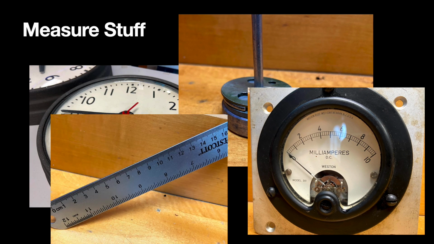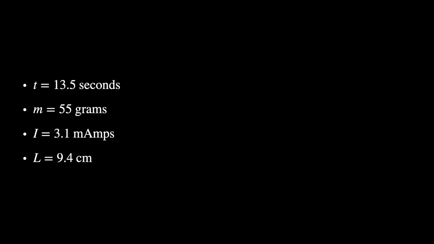You could measure length, right? Don't use the inches part, use the centimeters part, but it's a value on the ruler that would tell you the length. So if I measure time, I could get some value like this: T equals 13.5 seconds. I just made up that number. If I measure the mass, I could get 55 grams. Current, 3.1 milliamps. Length, 9.4 centimeters.